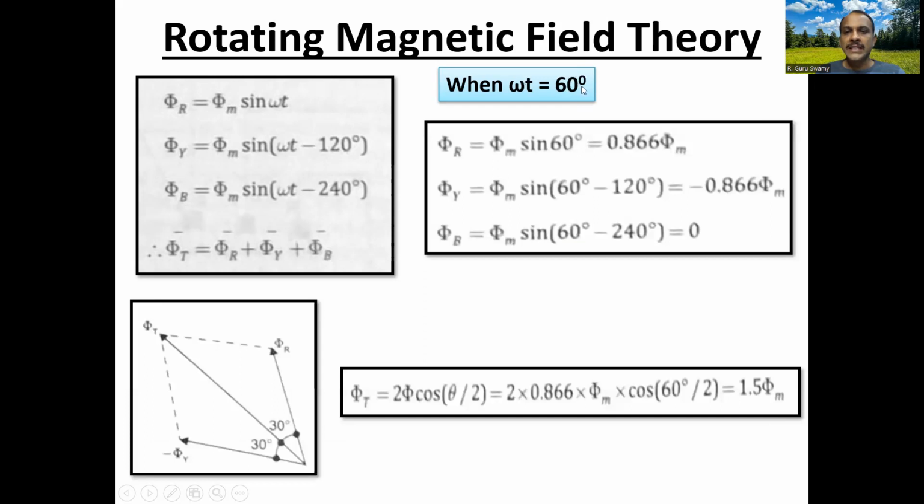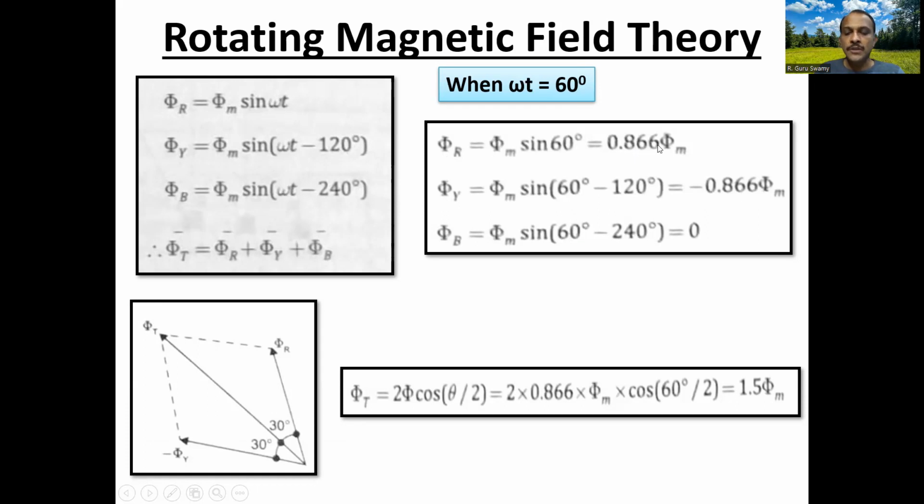Now I go with 60 degrees. When I keep 60 degrees here, sine 60 is root 3 by 2. Sine 60 minus 120 is minus root 3 by 2, which is 0.866 times phi m. Sine 60 minus 240 is sine 180 degrees, sine pi, which is equal to 0.